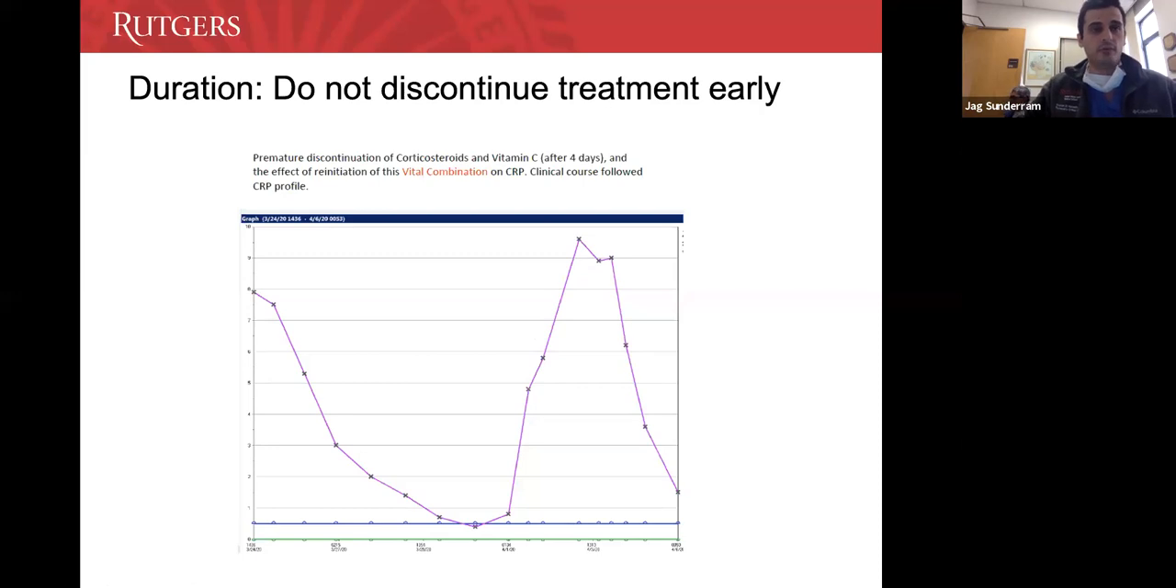So if you're treating someone with steroids and they're getting better or they're still clinically stable, try not to discontinue treatment early, for example, because of hyperglycemia or risk of going into DKA. That can be treated. You can do an insulin drip, you can increase your insulin requirements, you can consult endocrine, and you'll be able to avoid this rebound hyperinflammatory response after you stop the steroids.